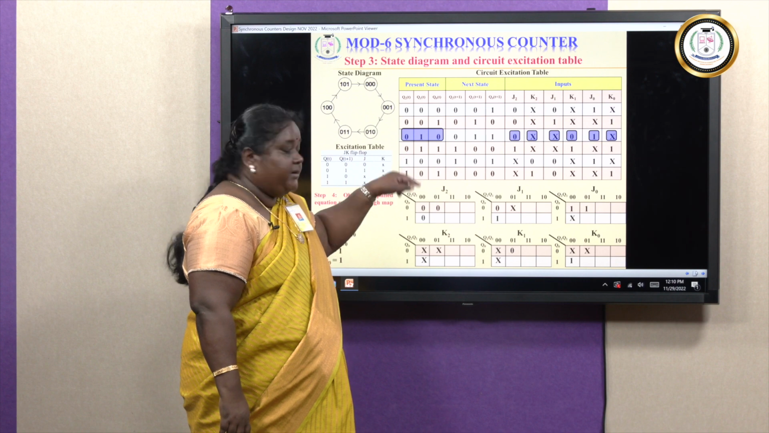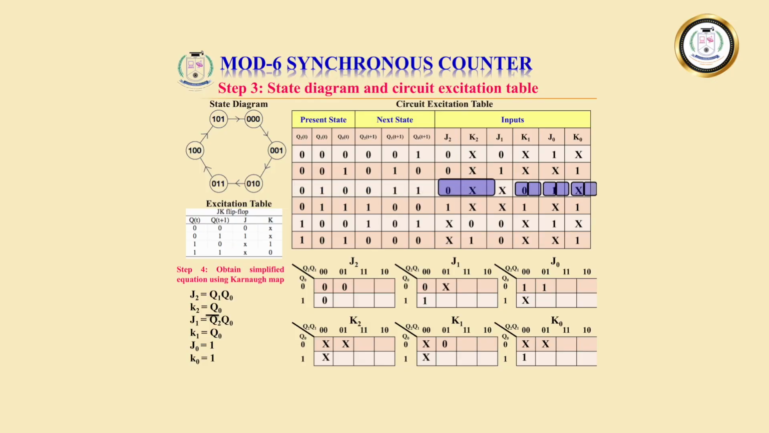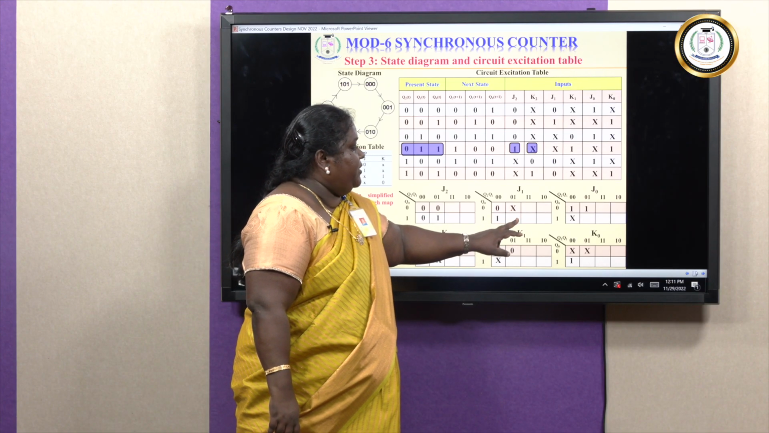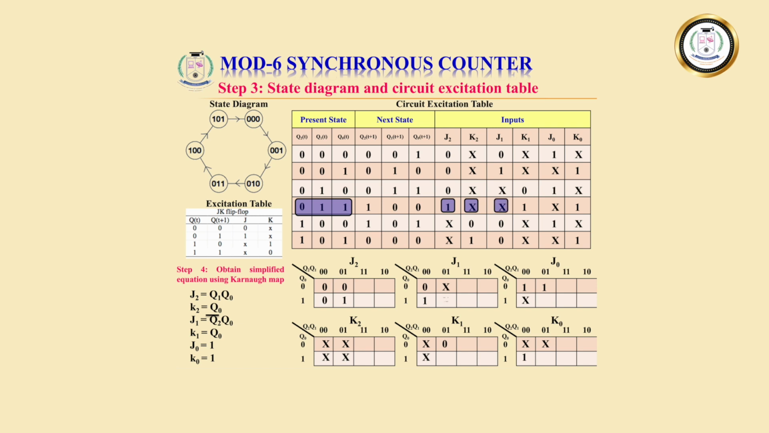Next we will move on to the fourth present state, that is going to be 0 1 1. So 0 1 1 is the position here in the table. Therefore, J2 is going to be 1, K2 it is going to be don't care, and for J1 it is going to be don't care and K1 it is going to be 1. Similarly, J0 it is going to be don't care, and K0 it is going to be 1. So now we have completed the fourth state. Now let us move on to the next state.